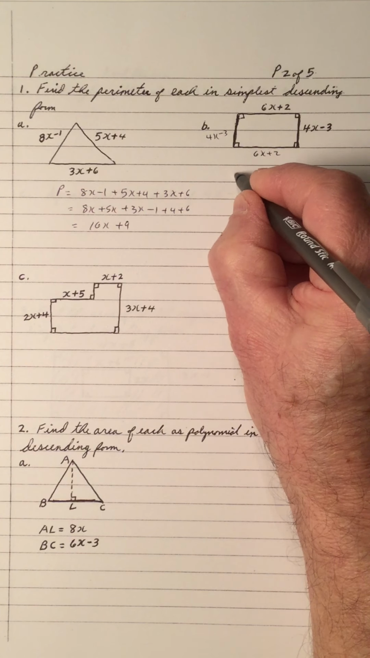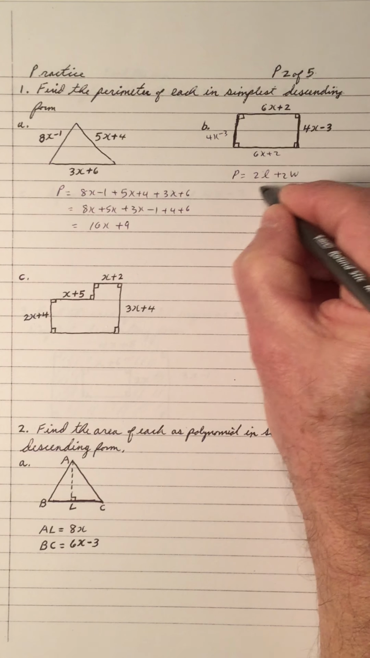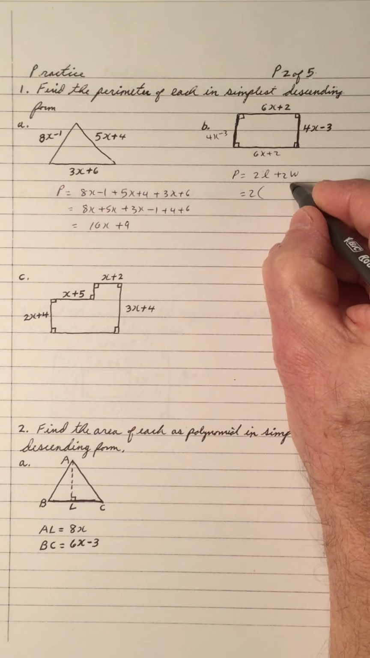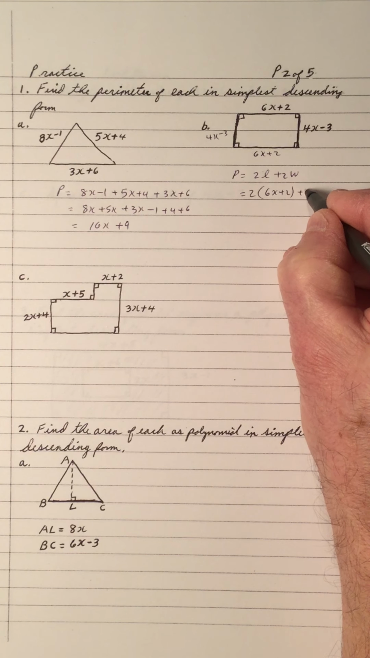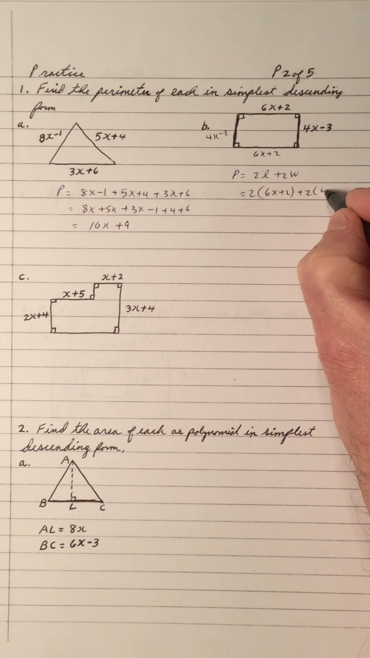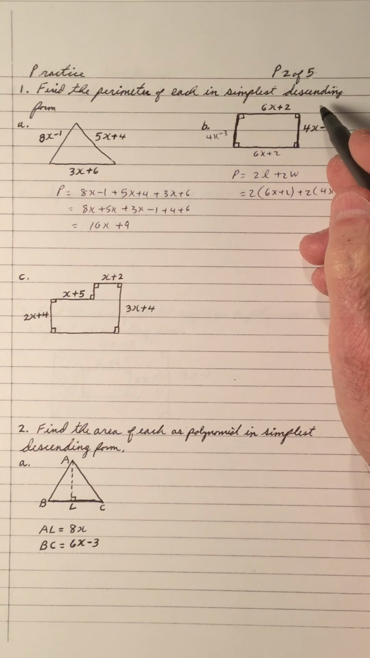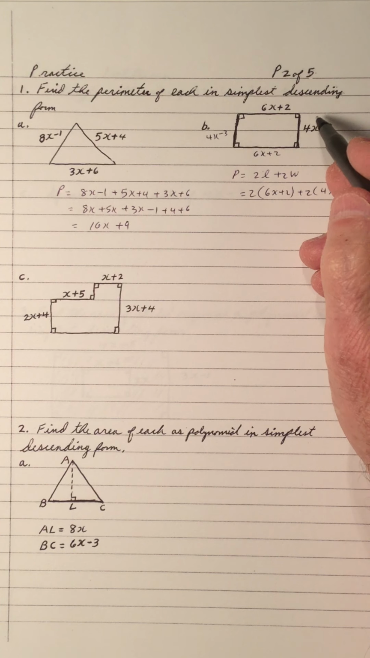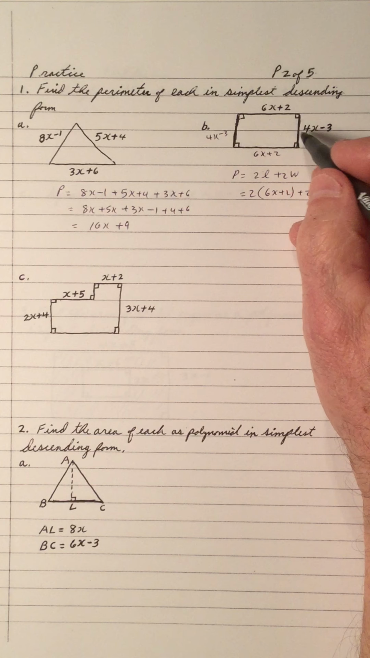I can go perimeter is twice the length plus twice the width. So I can go length is 6x plus 2. The width is 4x minus 3. And you say, which is which? Well, you don't have to really worry about what's length and width here when you're doing polynomials.